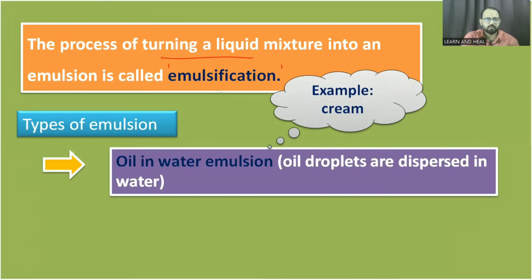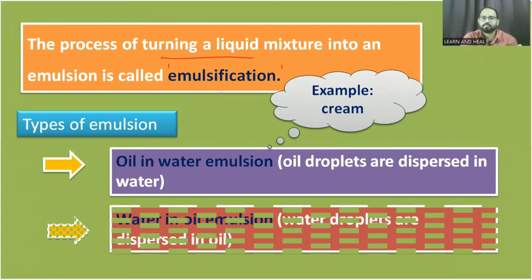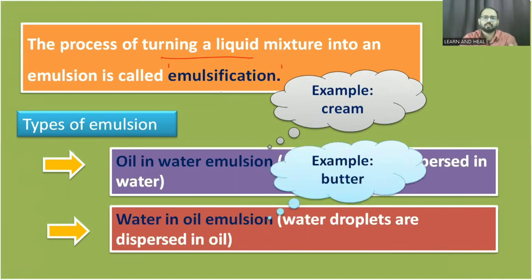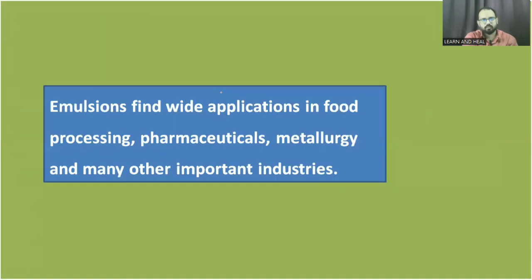Now the next one. What will be the other type? Water in oil. Now the dispersed phase is water and the dispersion medium is oil. This changes. Water is dispersed in oil. The example is butter. So there are two types of emulsion: oil in water and water in oil. Cream is an example of oil in water. Butter is an example of water in oil.